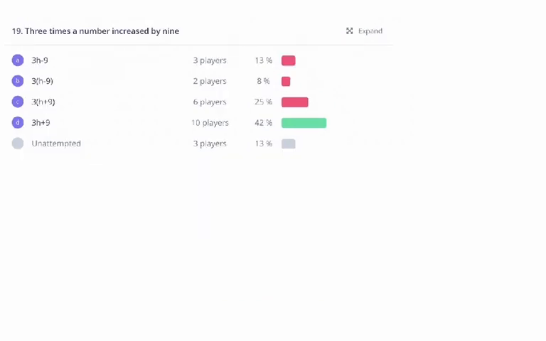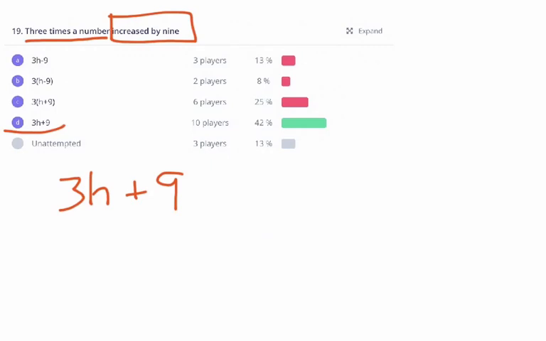Okay, on this question we're going to do 3 times a number, and then we are going to increase it by 9. So remember we talked about a number next to a letter means to multiply. So you're going to do 3 times a number, and in this case they used h. And then if it is increased, that means we're going to add 9. So it would be D. C, you would be adding the h plus the 9 first, so you would have the sum of a number and 9, and then times it by 3.